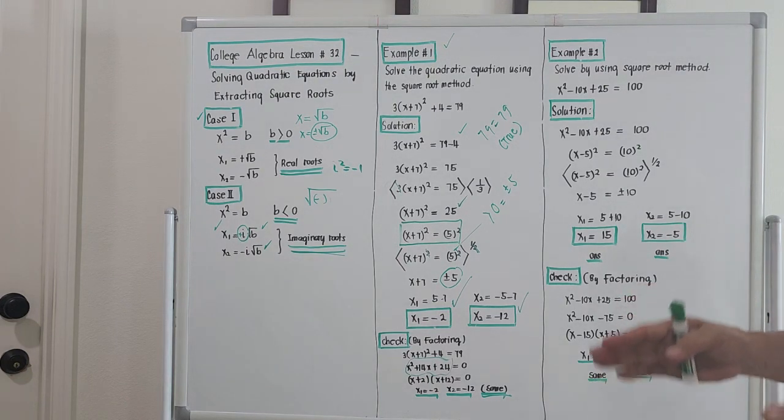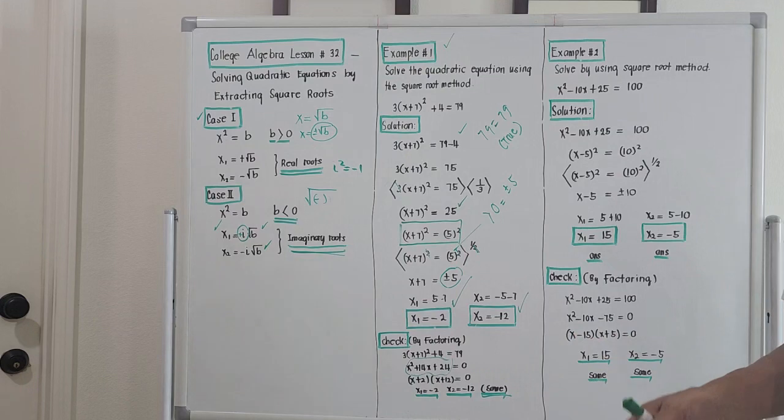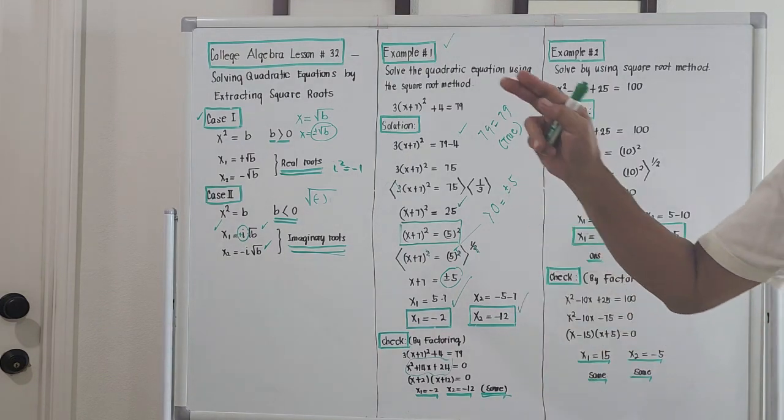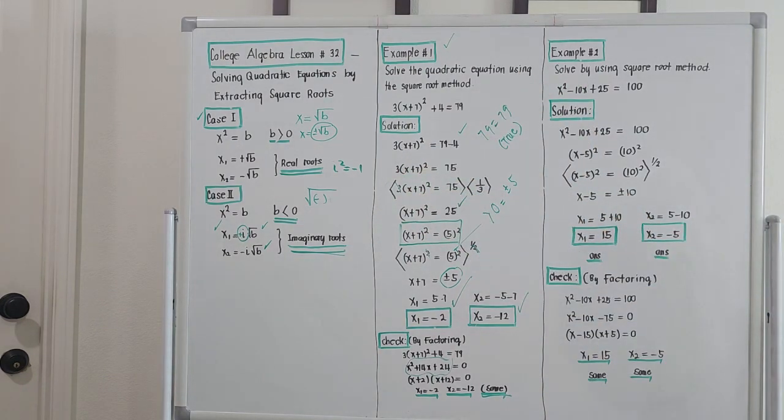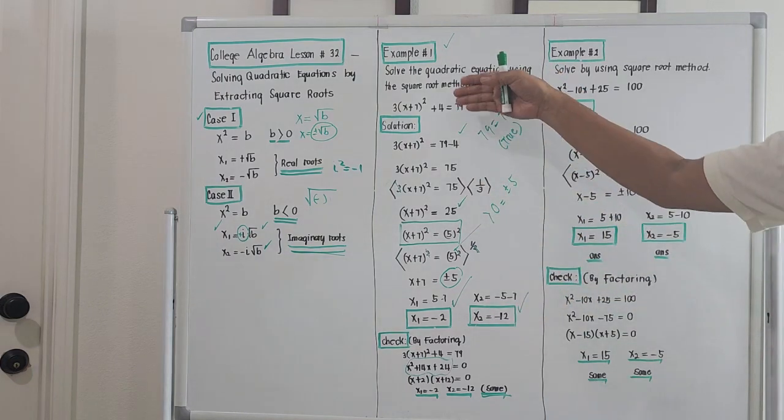We are able to check the validity of our answer by using the factoring solution that was lesson number 31. Okay, that's it. As easy as that one.